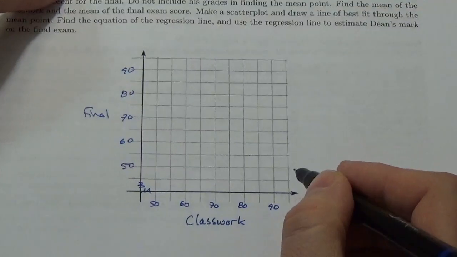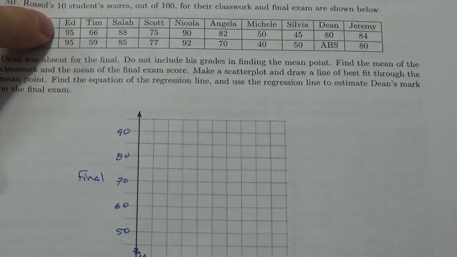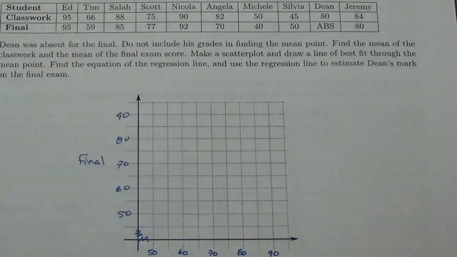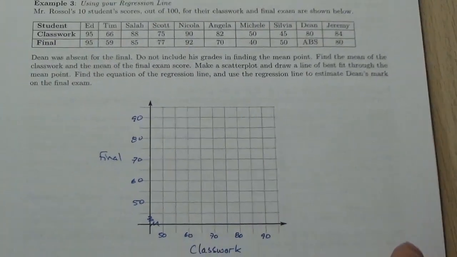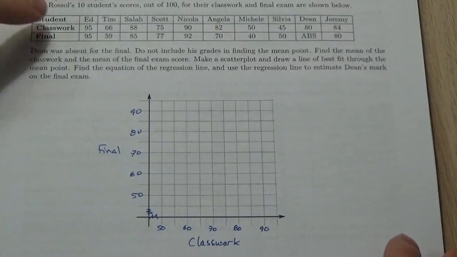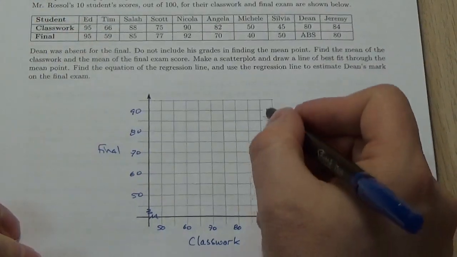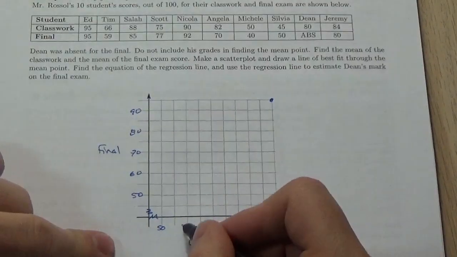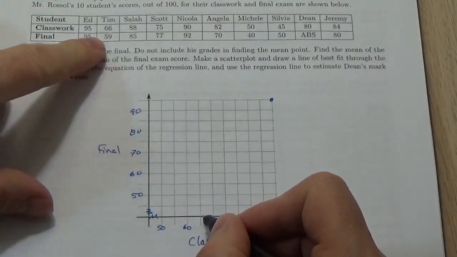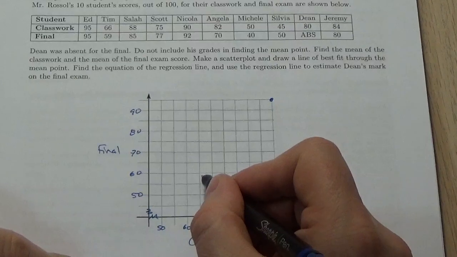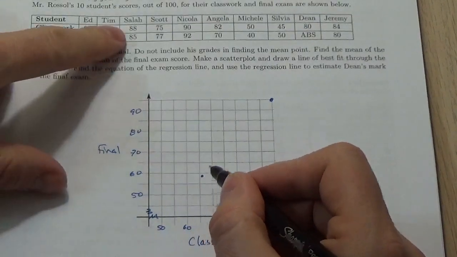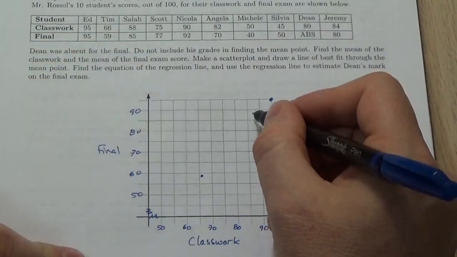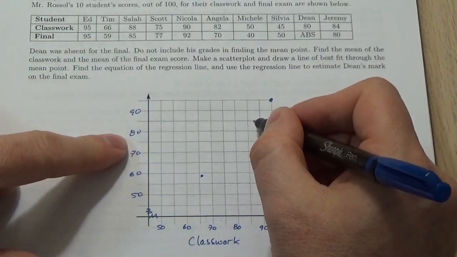So I've got 95, 95 when I look at the data here, and I'm just grabbing it from up here. I'll zoom out just a little bit so you can see both of those. So we've got 95, 95. So there's Ed. 66, 59, so it's going to be right here. 88 will be here, 85, so right on the line.